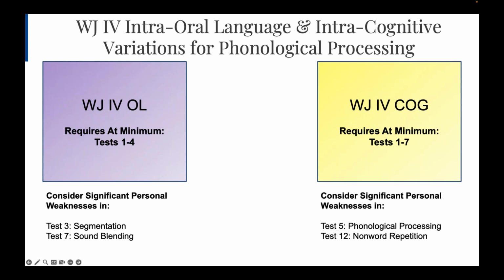Now, for those of you that only have the WJ4 cog, what you can do is something similar. You can choose to administer the test related to auditory processing that the WJ4 cog provides. So for example, you would look at phonological processing and non-word repetition, and you would be able to look for, again, those fluctuations, trying to see if their performance on those tests is notably weak or is a personal weakness for them. And that gives you, again, another data point to try to determine if this person may have dyslexia.